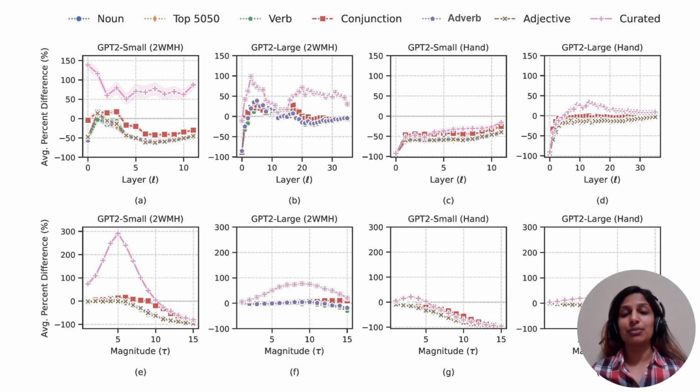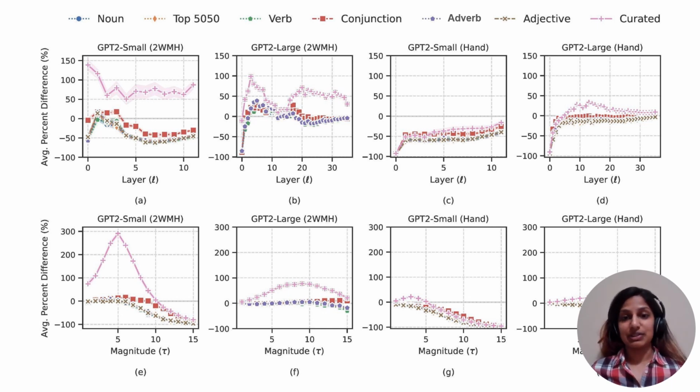We now zoom out and provide an overview of these random memory injection experiments across both our models, GPT-2 small and large, across both of our datasets, handwritten and 2Wiki multi-hop. What we see on the top row is us varying memory injections across the model layers, and on the bottom row, us varying the memory injections across various magnitudes. And as always on the y-axis, we represent the average percent difference pre and post memory injection.